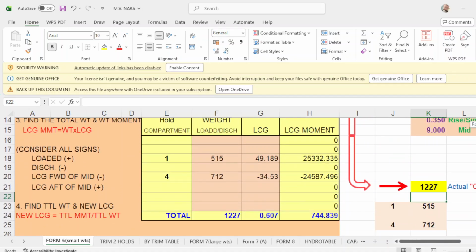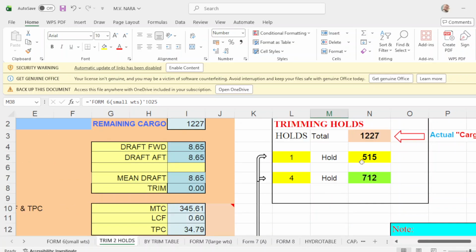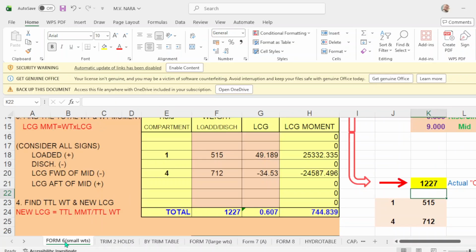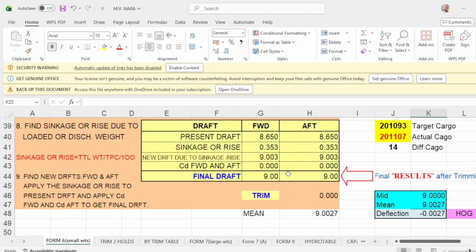Take note that in hold number 1, you're going to load 515, and number 4 is 712. So 515, hold number 1. Apply the LCG, and hold number 4, you apply the weight of 712, and you apply the LCG, and your departure draft will be even keel. Forward is 9 meters, aft is 9 meters. You have 0 trim, and your mean is 9 meters. And your deflection is 0, okay?